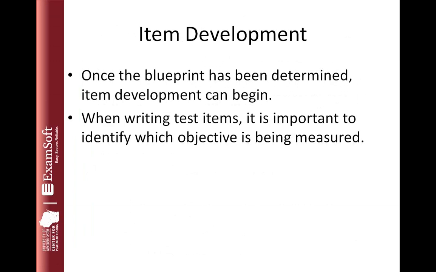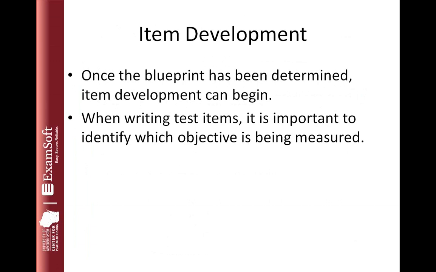When you write your test questions, it's important to keep track of which objective each of these items is measuring. This will help you to keep track of how many questions you have for each objective. So if I know I need 5 items that measure whole integer arithmetic and I only have 3, I need to write at least 2 more items.